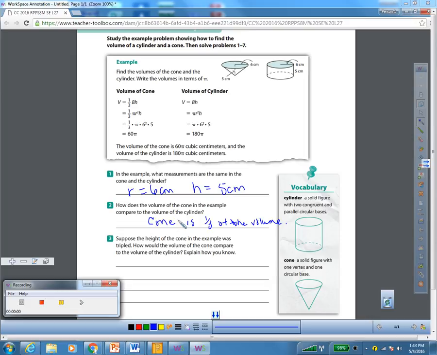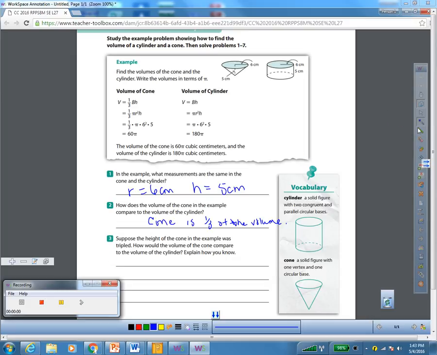The next question is asking you, how does the cone in the example compare to the cylinder in the example? And they're talking about volume here. So think of the water task. It would take 3 cones to fill up that cylinder. So the cone is a third of the volume.